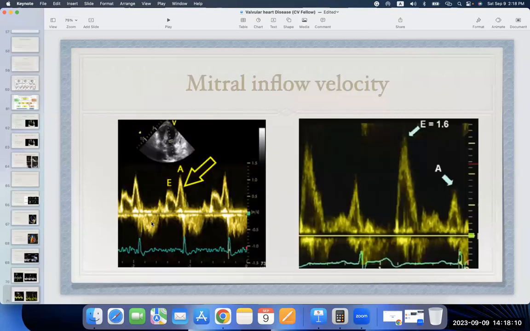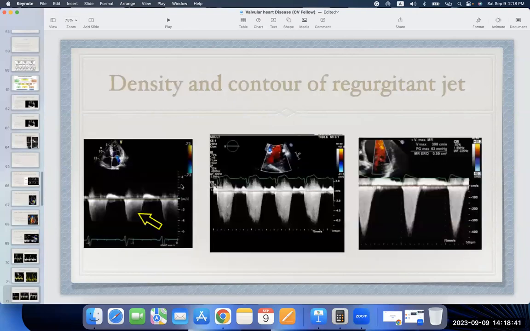Another criteria is the mitral inflow. We always say that if the mitral inflow E velocity is more than 1.2 (the European guidelines say more than 1.5, the American guidelines say 1.2), consider it significant MR. However, if you have an A dominant mitral inflow, which you check with the pulse wave across the mitral valve, this is considered one of the mild MR criteria.